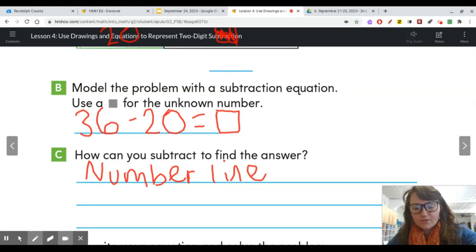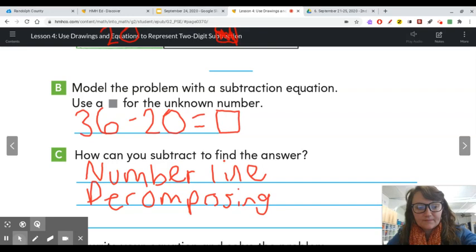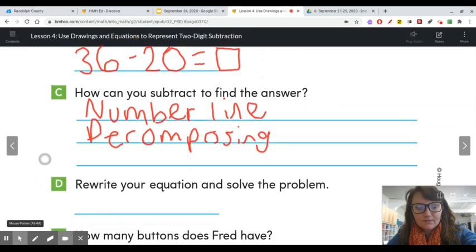You can use decomposing. Okay. We're trying to step away from counters because now that we're in second grade, we should be moving towards using more visual representation, which is like using more numbers instead of using concrete stuff like counters and things you can touch in your hand. Okay, so I have number line and decomposing. All right, let's keep going.